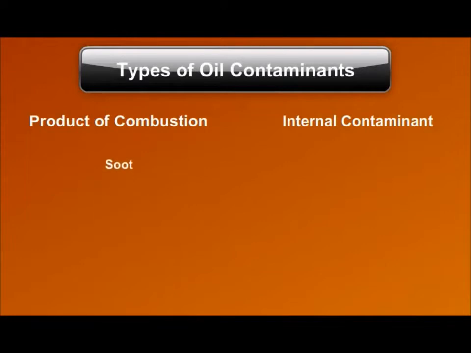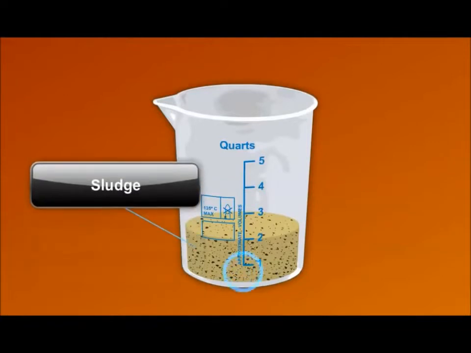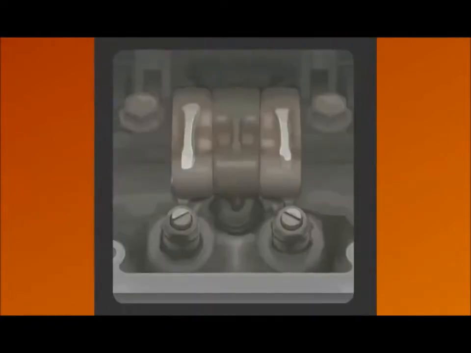Products of combustion include soot, carbon particulates, unburned fuel, and water. When oil remains in the engine too long, these contaminants overload the oil's ability to handle them and form a coating called sludge. This sludge covers internal engine parts, blocks the return path to the oil pan, and reduces lubrication performance.